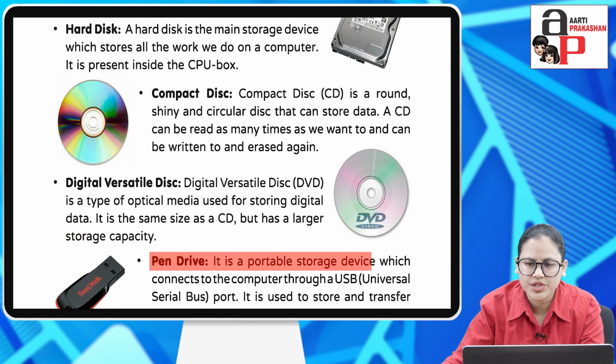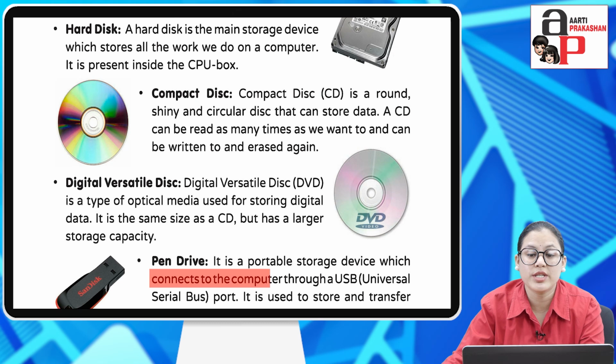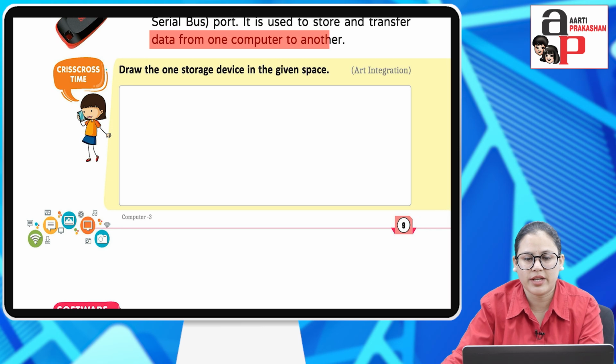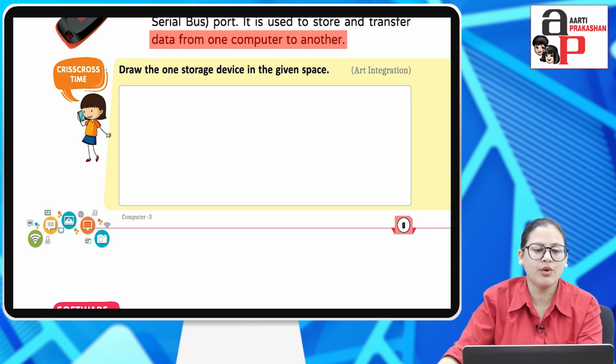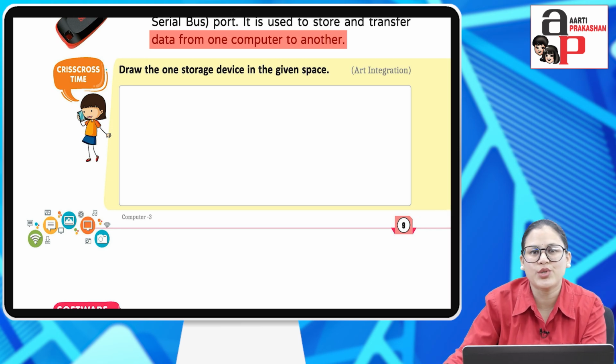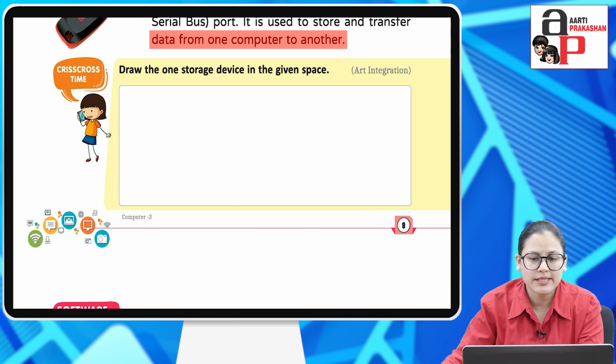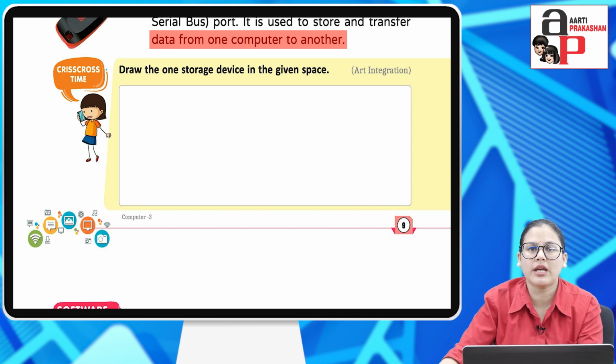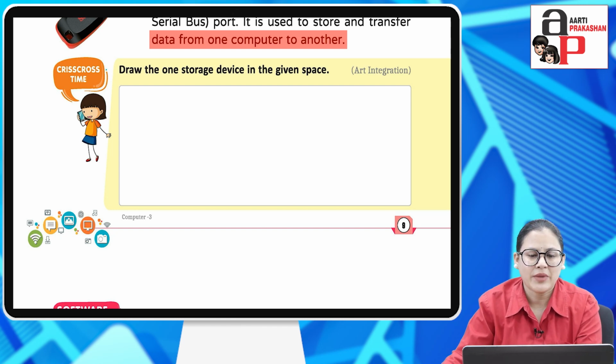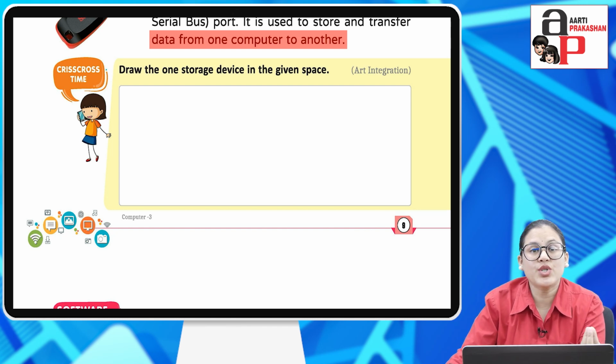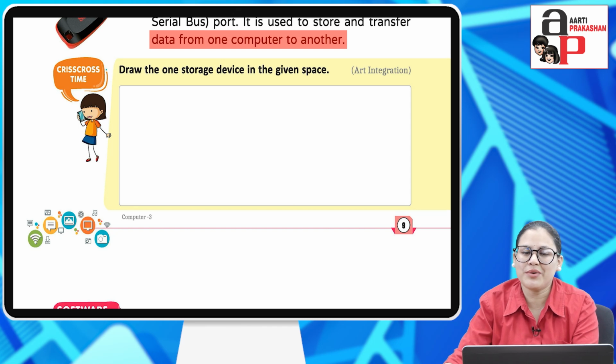Next is pen drive. It is a portable storage device which connects to the computer through a USB, that is Universal Serial Bus port. It is used to store and transfer data from one computer to another. Okay. See, I'm sure all of you have seen a pen drive. It is also known as flash drive. It is a portable storage device, means we can carry it from one place to another. And why do we use this pen drive? Actually, it is used to store data and to transfer data from one computer to another.